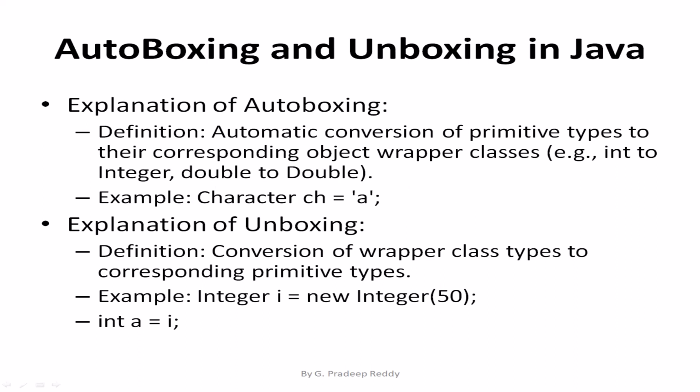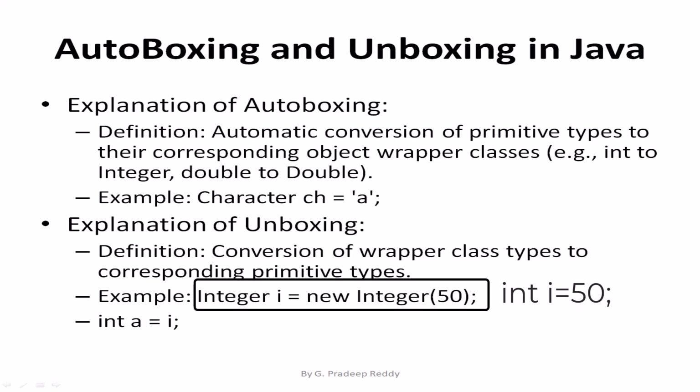Next, unboxing. Unboxing defines the conversion of wrapper class types to corresponding primitive data types. For example, Integer i equal to new Integer(50). Generally we declare int i equal to 50, so it is also similar to the integer variable.